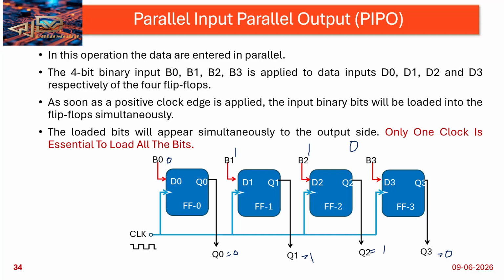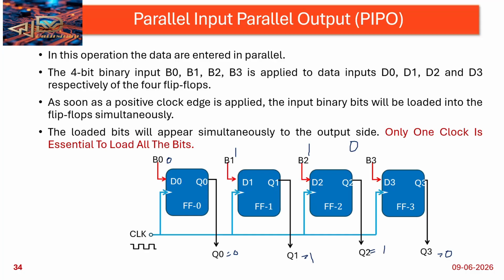Okay, for serial in serial out, to load all the data bits, how many clock cycles are required? 4 clock cycles are required. Okay, for loading the data. So how many bits are there? So 4 bits are there, which means 4 clock cycles are required.